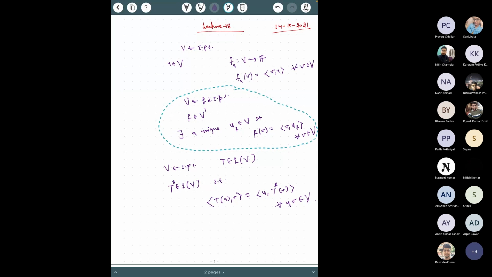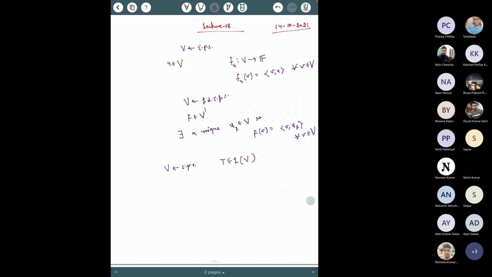Okay, so let us prove this result for finite dimensions. That means if V is a finite dimensional inner product space and T is a linear operator on it, then it will always have its adjoint. So let us start today's lecture by proving that.